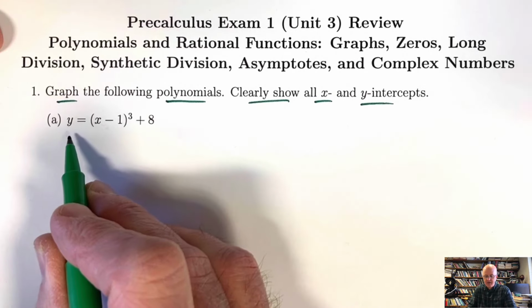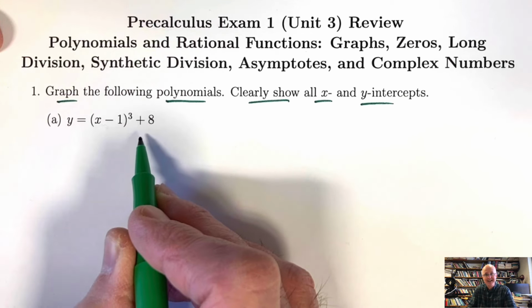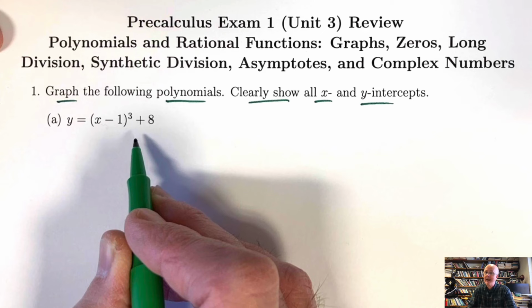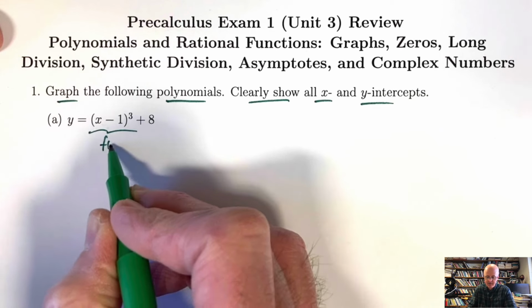Part A, the function is y equals (x minus 1) cubed plus 8. The key thing here is to recognize this as a transformation of a parent function. We can give this function a name. We can call it f of x.